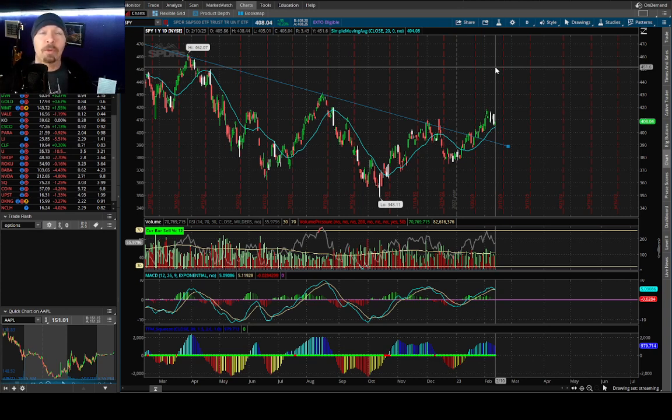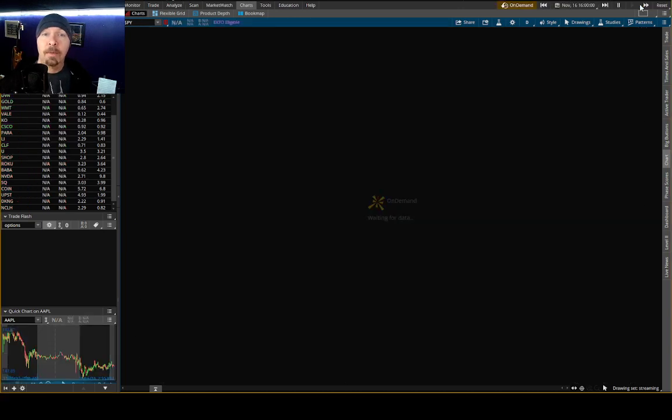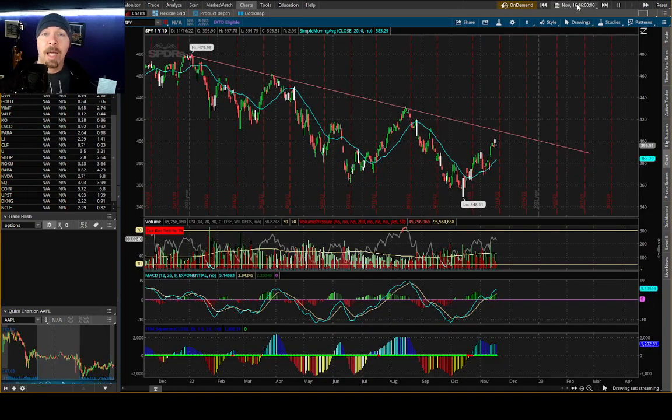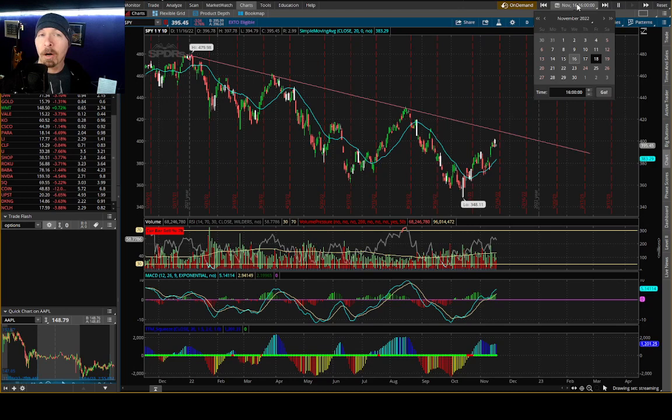So those are all things that we can bring to bear as we go in to set up our trade. So we're going to go into On Demand here. If you're not familiar with it, it's essentially kind of like a DVR for the market. It lets you go back and you can trade any ticker, any day in history, like it's going on in real time. So it's a great training environment.